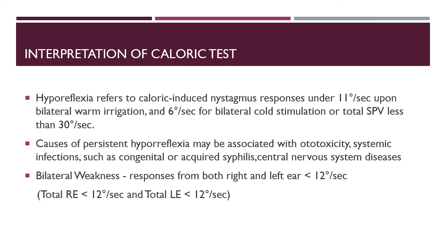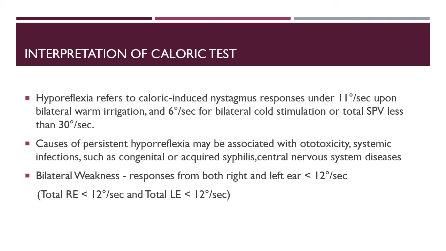Then now we look at the opposite of hyperreflexia, hyporeflexia. It is defined as a bilateral vestibular function deficit when the nystagmus response is under 12 degrees per second upon bilateral warm irrigation and 6 degrees per second for bilateral cool stimulation, or total SPV is less than 30 degrees per second. The cause of persistent hyporeflexia may be associated with ototoxicity, systemic infection such as congenital or acquired syphilis, and central nervous system disease.